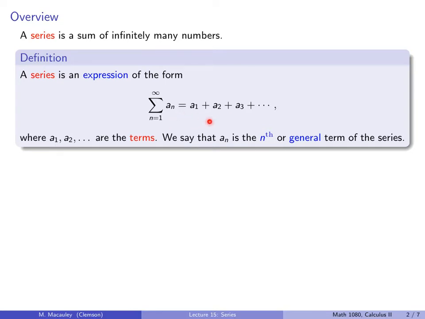You've probably seen something like this before. This just means a sum, and we're starting at n equals 1. Sometimes we could start at n equals 0 or n equals 6, but this just means take this infinite sum. These are the terms, and we usually write the series, if there's a formula for a_n, like that, and a_n is the nth or the general term of the series.